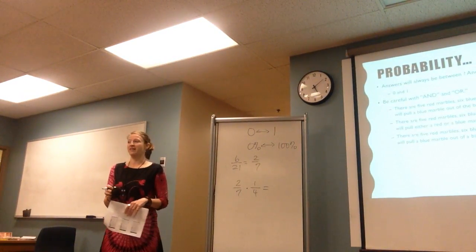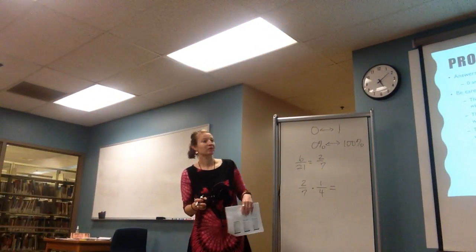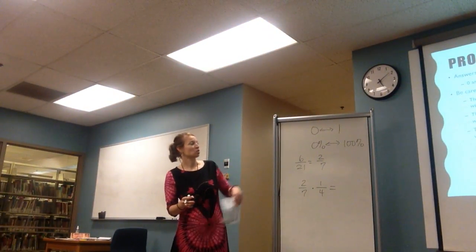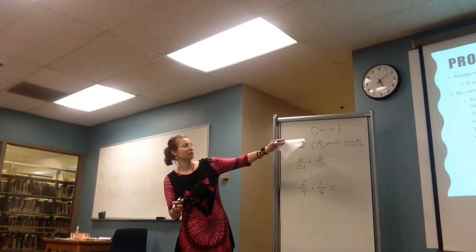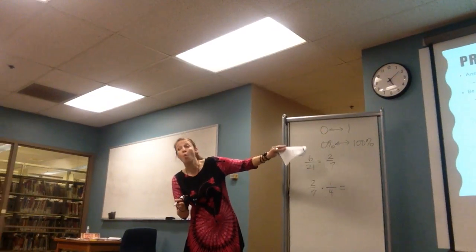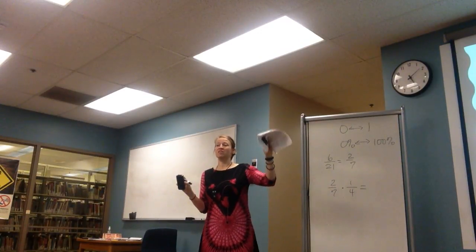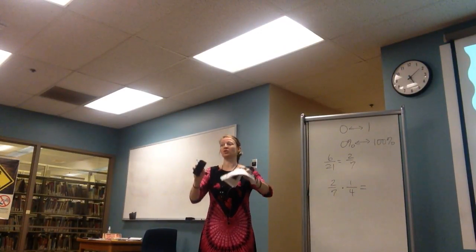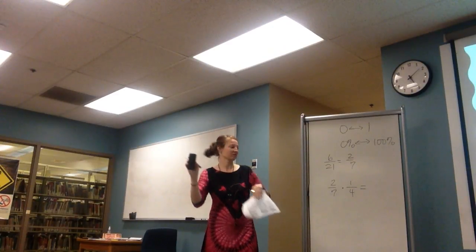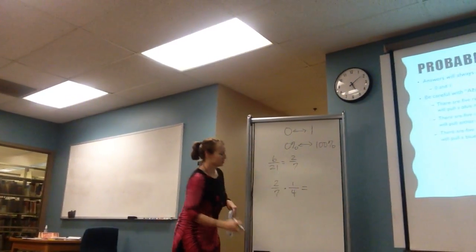"Or" means add, in probability. So in that second question, it says, what is the probability that we pull either a red or a blue? We add those two probabilities together. When it says, what is the probability of this and this happening? We multiply the probability of this one and the probability of this one. So what is the probability going to end up being?